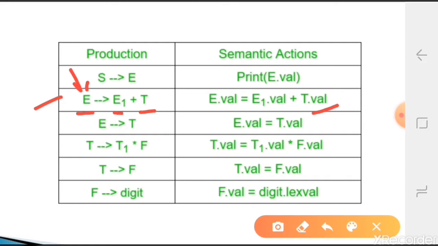If you saw here, the only difference is that for digit we are writing digit dot lexval. This is nothing but whatever value the user gives in a program, or it may be a runtime value, that value will be taken directly by the lexical analyzer and given to the F non-terminal. Okay, so this is from the lexical analyzer, whatever we are going to read, that actual value will come here.